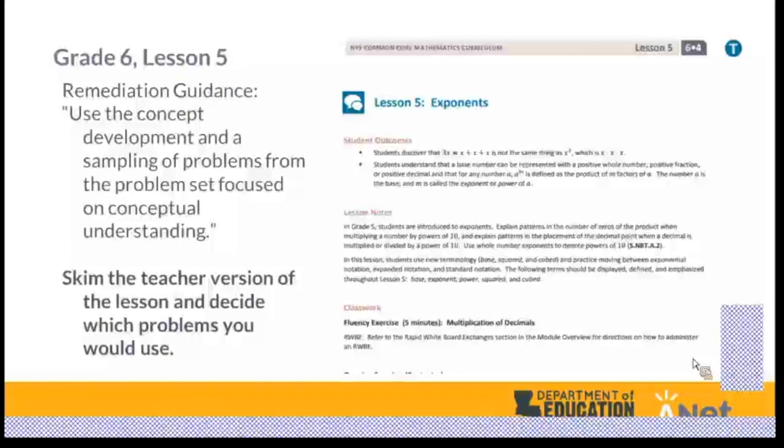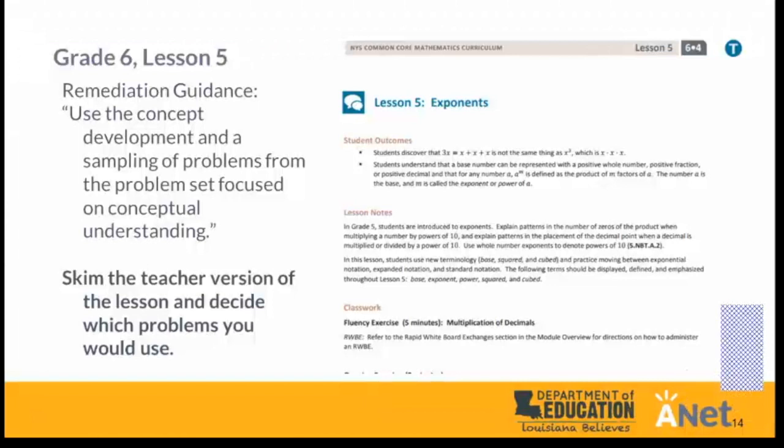Yes, that's a great note that's coming through the chat, that in the remediation document, it does call it concept development, and we know in the middle school Engage lessons, they have a different structure than the elementary lessons. So it is called classwork in here, but we're still looking for any part that addresses the underlying concept at hand. Thanks for clarifying that.